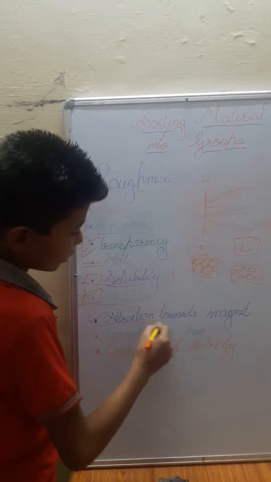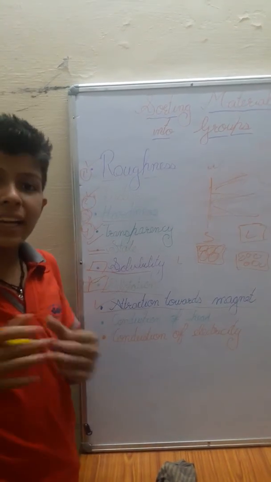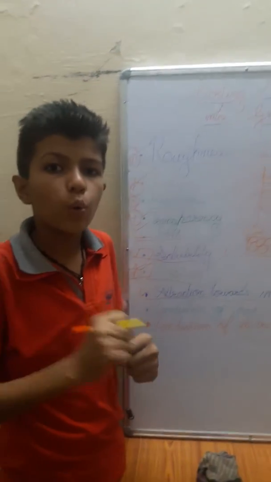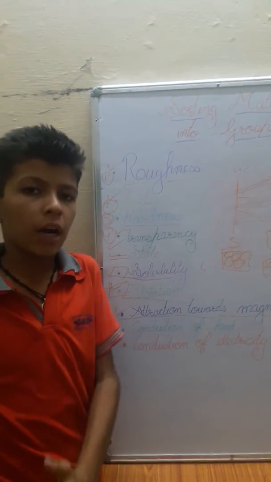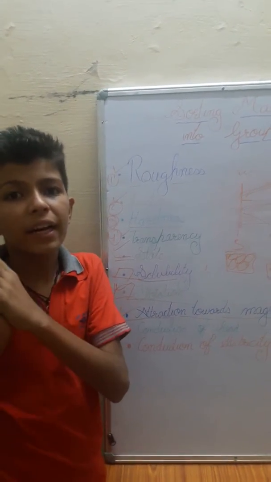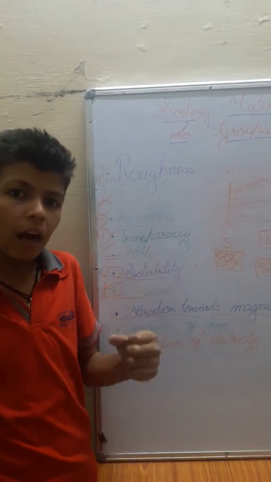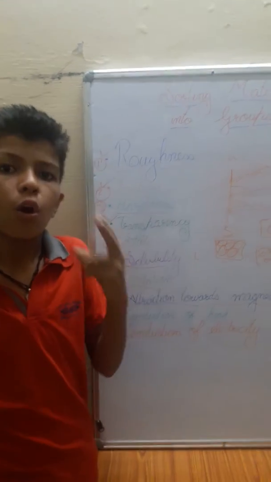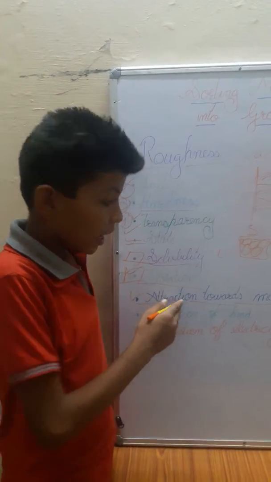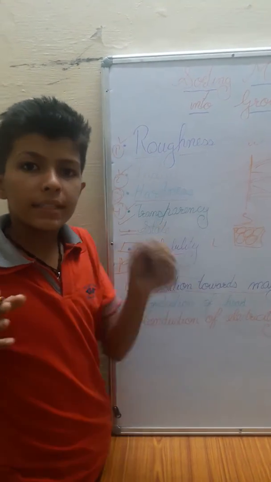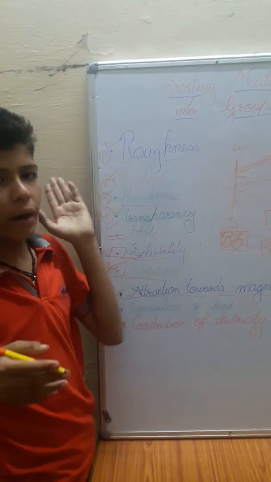Attraction towards a magnet. Materials that are attracted towards a magnet are known as magnetic materials, and materials which are not are known as non-magnetic materials. The examples of magnetic materials are iron, nickel, cobalt, steel, etc. And those which are not, for example, wood, glass, wall, board, etc.